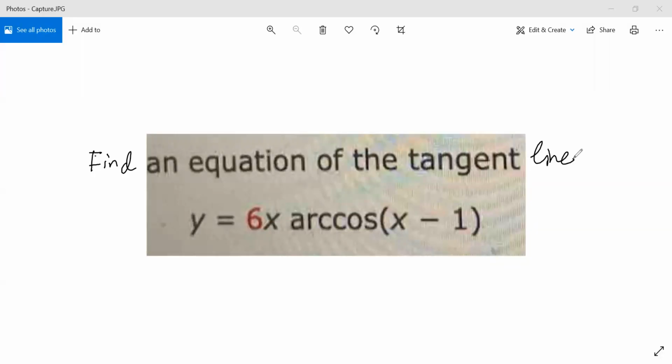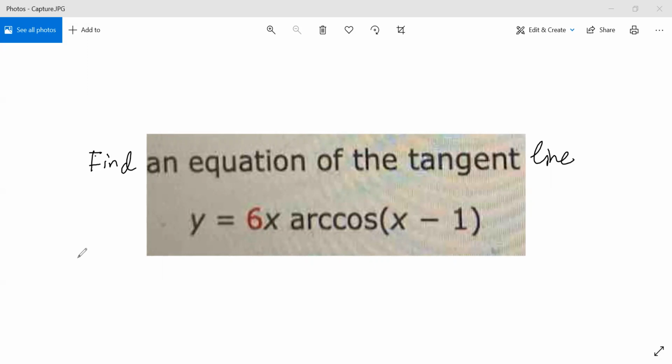Find an equation of tangent line. So we're going to need a point here. I did not see that point here, but I will just add one point here. So you can kind of use that to adjust your equation. Okay, so first we're going to need a derivative because derivative is going to give us a slope, right?